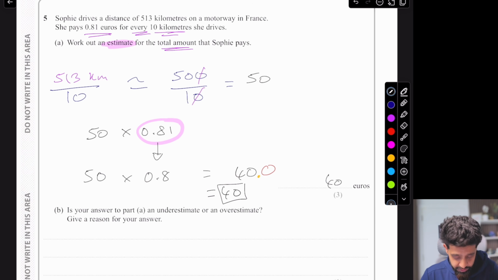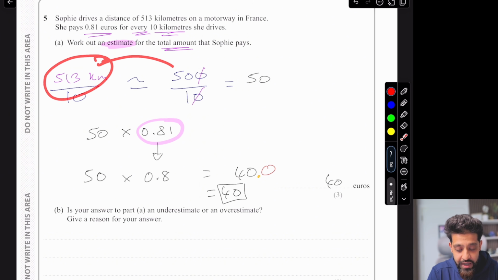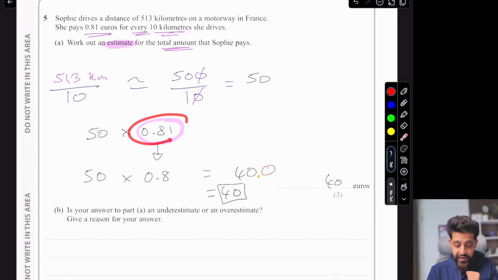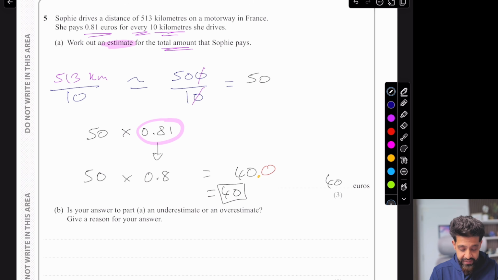Now, in part B: is your answer to part A an underestimate or an overestimate? And give a reason for your answer. Well, let's see what you've done. You have underestimated. You've gone under from 513. You have gone down. So possibly you could be having a little bit more there. Here again, you went down. So again, you could be paying more there. So it's an underestimation.